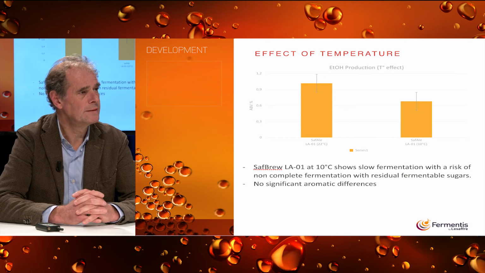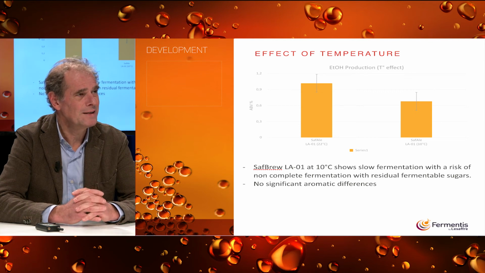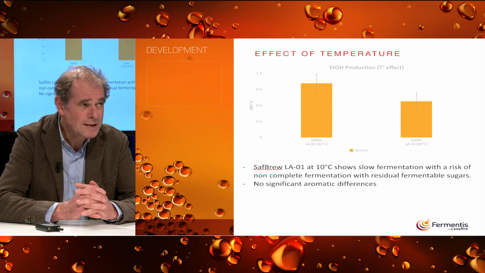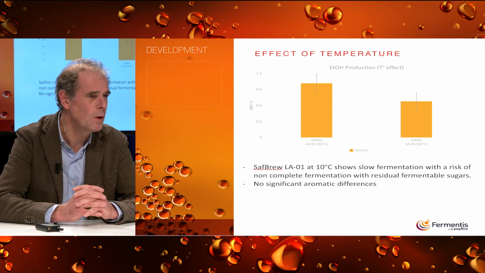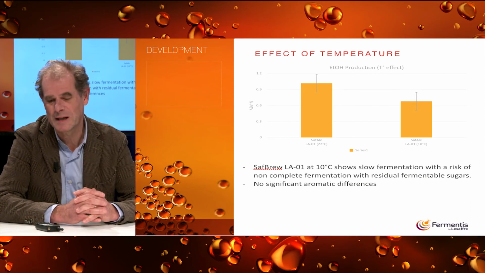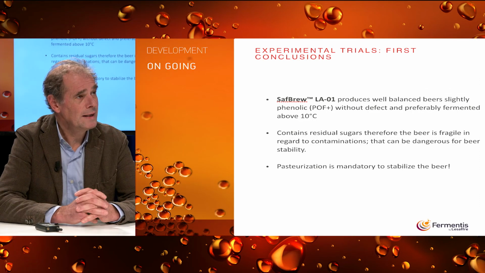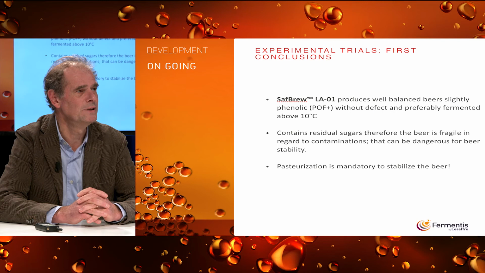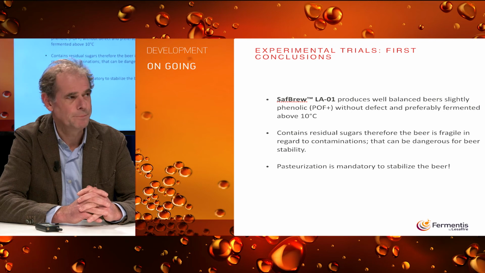We see as well at a different temperature, at least for the SafBrew LA-01, at 10 degrees C, that we have more, let's say, ethanol production, and we go faster and higher in fermentation with a higher temperature. So the SafBrew LA-01 should be fermented at higher temperature than 10 degrees C. As a first conclusion, we can say that the SafBrew LA-01 produces a well-balanced beer with slightly phenolic, but preferably fermented above 10 degrees C.